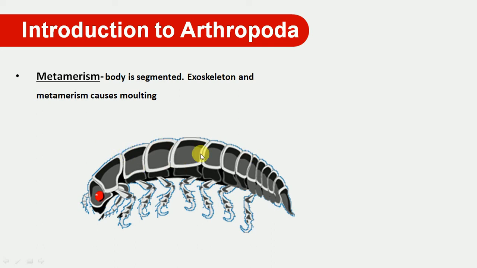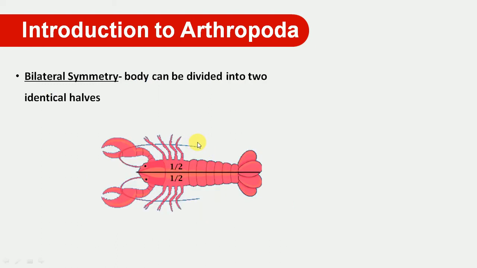Then most arthropod animals show bilateral symmetry. That means the body has two equal, identical halves. We can look at a lobster: if we take a lateral section of the lobster's body, it is made up of two exact halves, and therefore this body is bilaterally symmetrical.